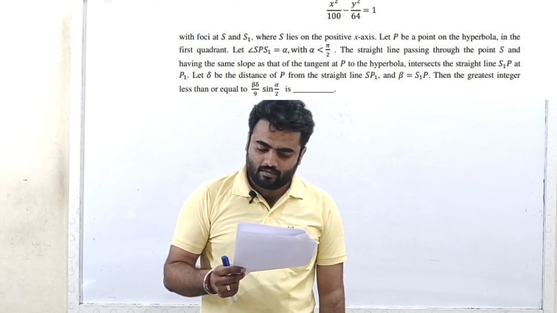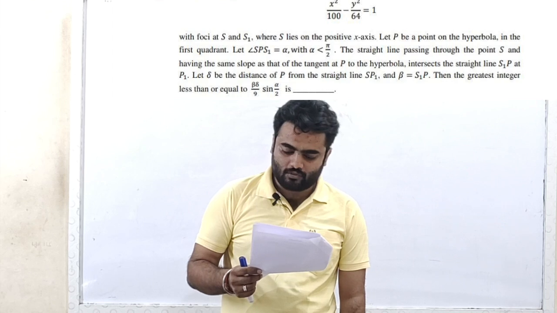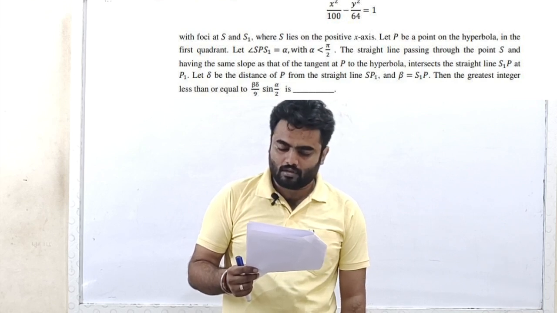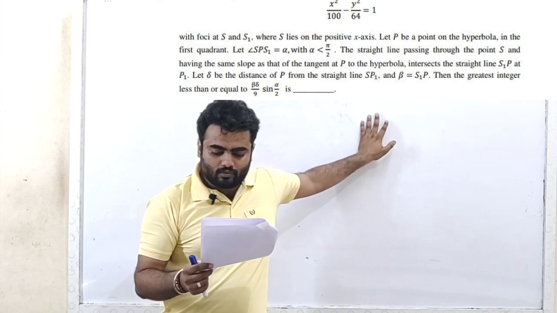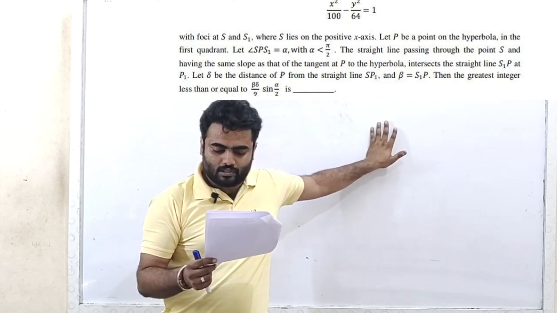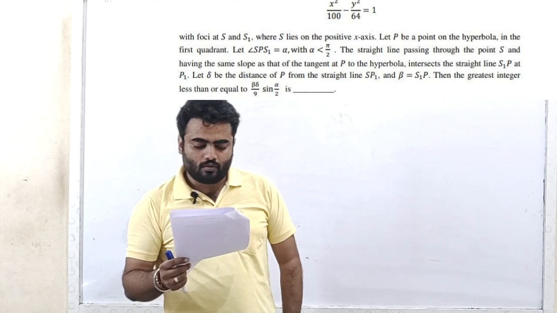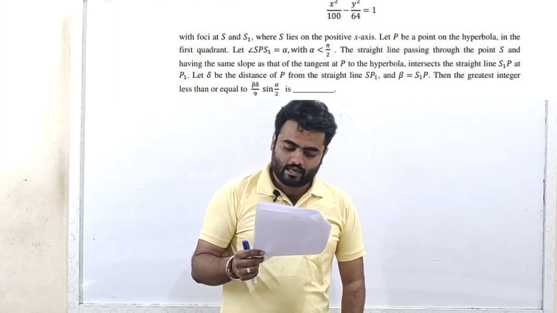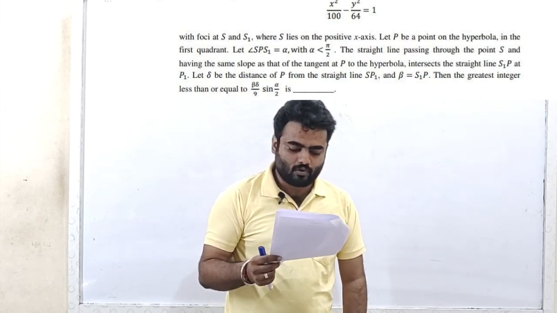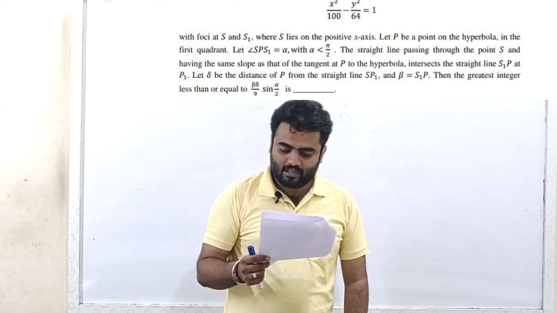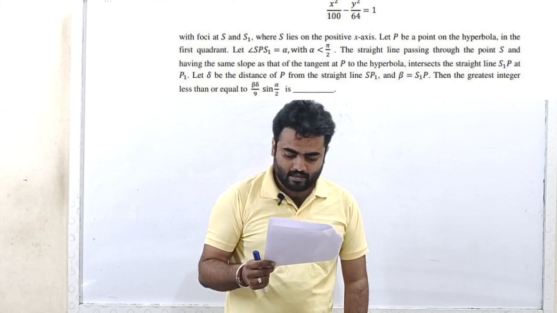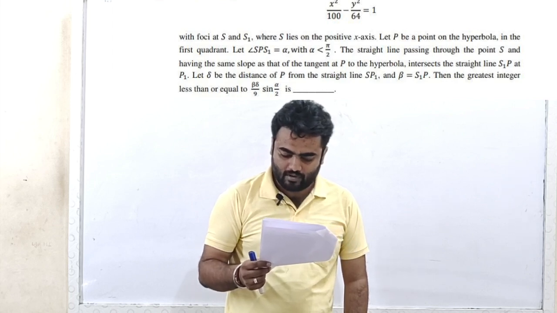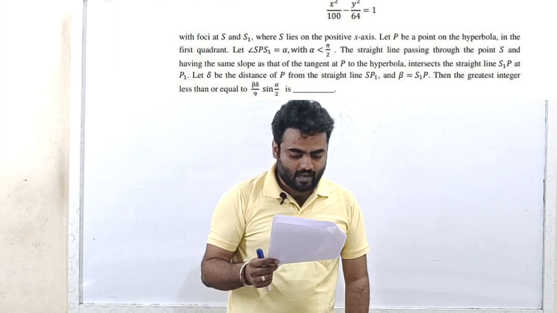Consider the hyperbola x square by 100 minus y square by 64 is equal to 1. So I'll put the question over there. You can see here x square by 100 minus y square by 64 is equal to 1 with foci at S and S1, where S lies on the positive x-axis. Let P be a point on the hyperbola in the first quadrant. Let angle SPS1 equal alpha, with alpha less than pi by 2.